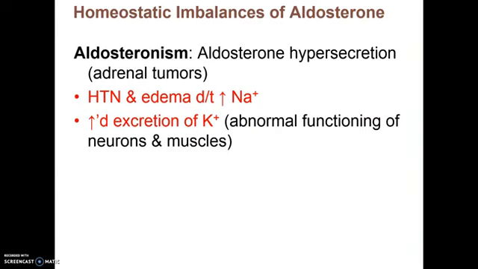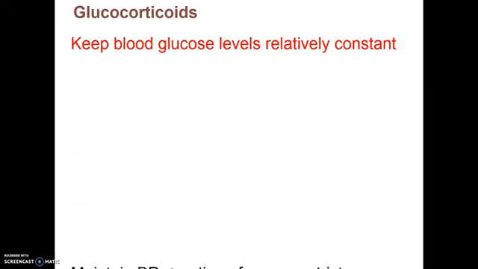Aldosteronism means aldosterone hypersecretion, and most of the time the cause is an adrenal tumor. Hypertension and edema occur due to increased level of sodium. So the person will have edema and hypertension. There is increased excretion of potassium, more potassium goes out in the urine, so that will affect the function of our neurons and the muscles. Because more potassium will go out, and potassium is responsible for resting membrane potential.